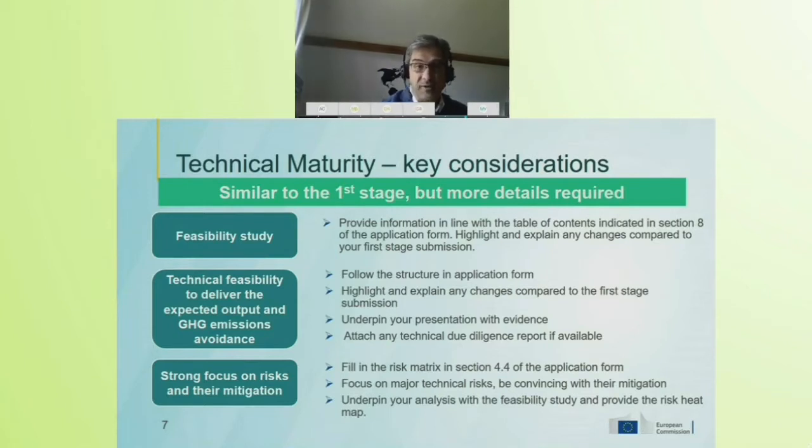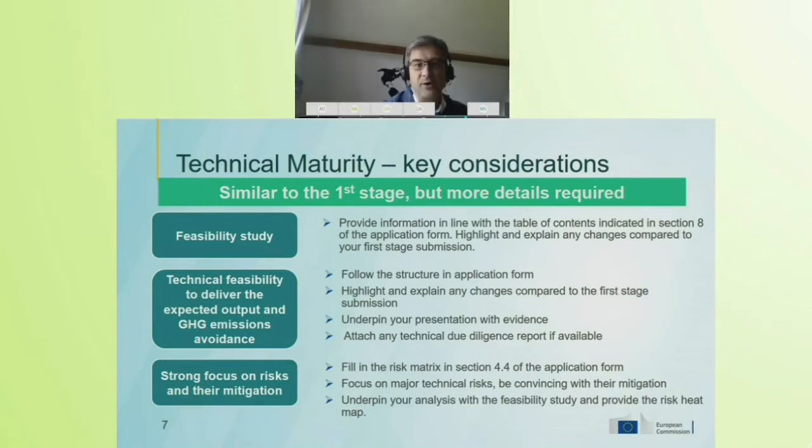Compared to the first stage, please always highlight and explain very clearly any changes in your project submission compared to the first stage. And Robert will later on explain which changes are permissible, but be very precise on this. In the technical maturity, we will be looking at whether your project can or cannot deliver the output as expected and whether you can avoid the greenhouse gas emissions as planned and expected. And you will see in the application form that we have slightly readjusted the questions, but please follow them very thoroughly and be as precise as possible.